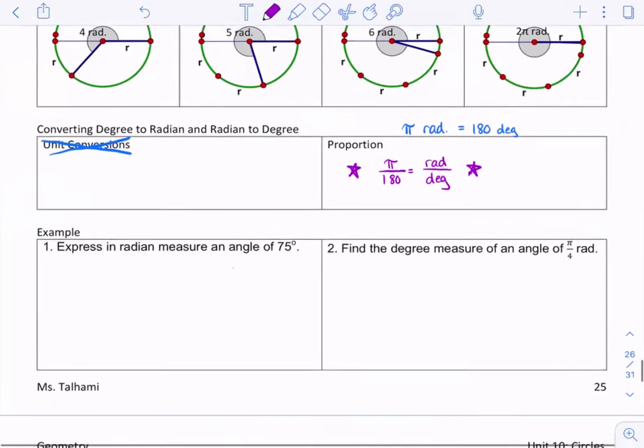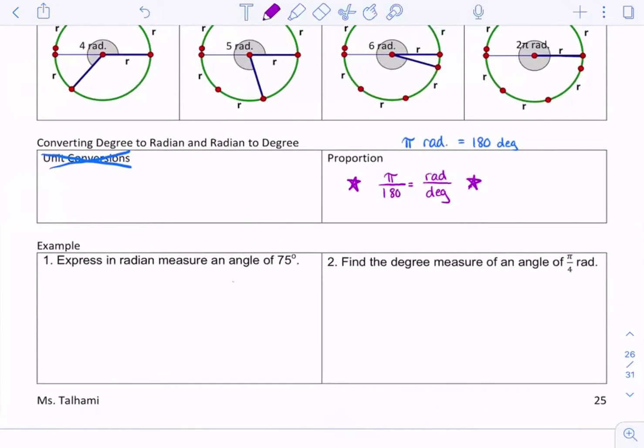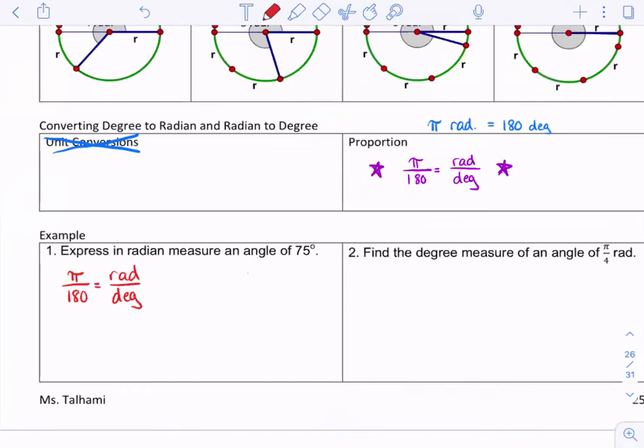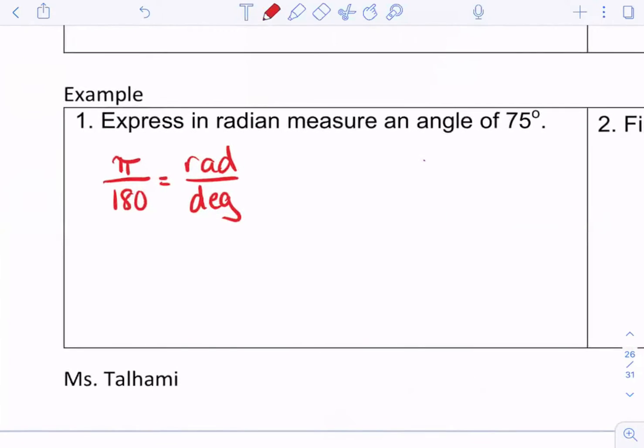So let's try an example. Express in radian measure an angle of 75 degrees. So I would think we should start by writing our proportion. Pi over 180 equals radian over degree. Now, it seems to me in this particular question, they give us a piece of information that we can substitute. It tells us that the angle is 75 degrees. So we can replace degree with 75.